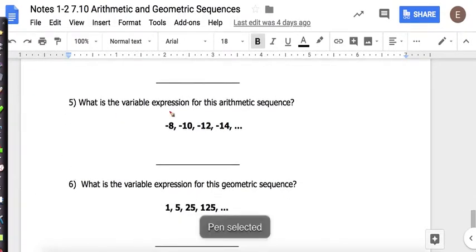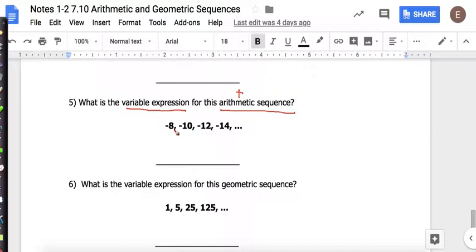So what is the variable expression for this arithmetic sequence? Remember, arithmetic means add. So we're adding, and I notice numbers are going down, -8, -2, -12, -14. So that tells me if the numbers are going down and I'm adding, that means I'm adding a negative. So I could say n plus -2, or some of you might see it as subtraction, n minus 2. Both of these mean the same thing. Okay? Now, when you do your practice on your classwork and homework, you don't have to write both of these. I will either take add -2 or n minus 2.